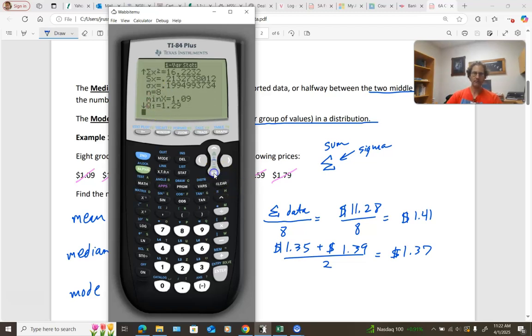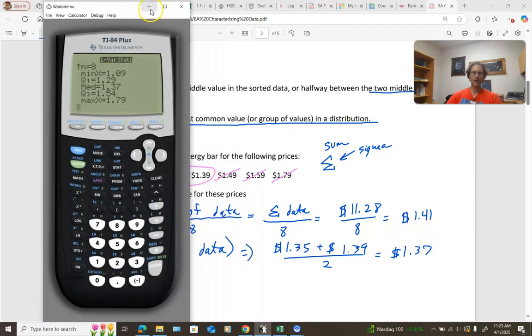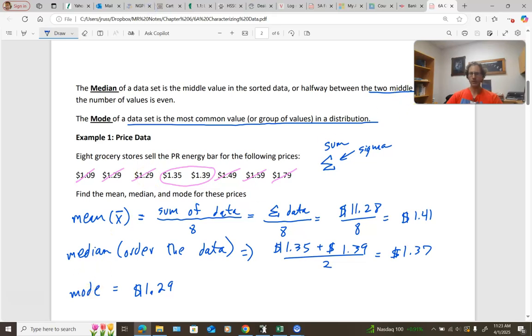And if you scroll down, it'll start giving us some other statistics. It'll give us the minimum value, it'll give us the maximum value, and we'll talk about what Q1 and Q3 mean later on. But it also gives us the median right here in the middle, and it's $1.37, and you can see that's what we came up with as well. The one thing it will not give us, guys, is the mode. So that you have to find manually.